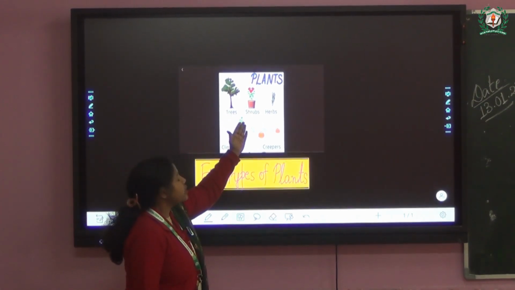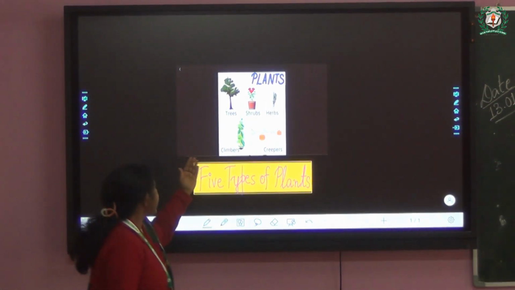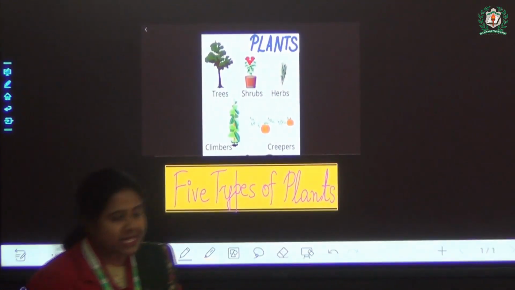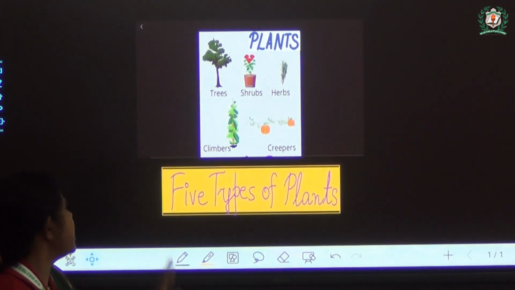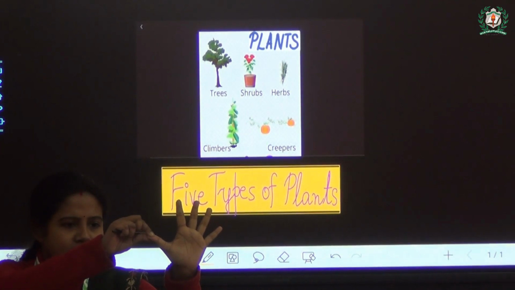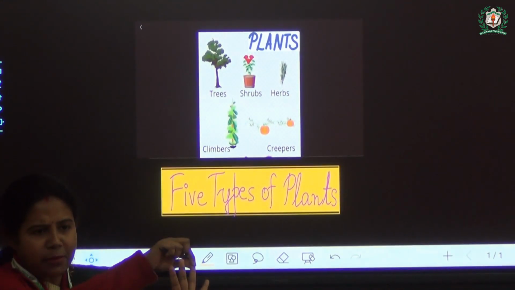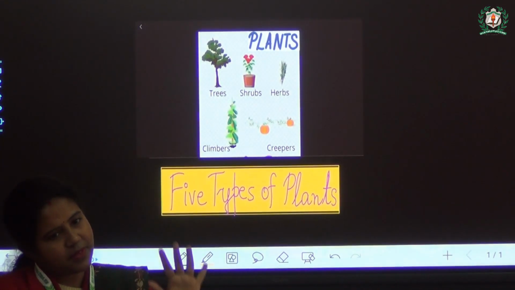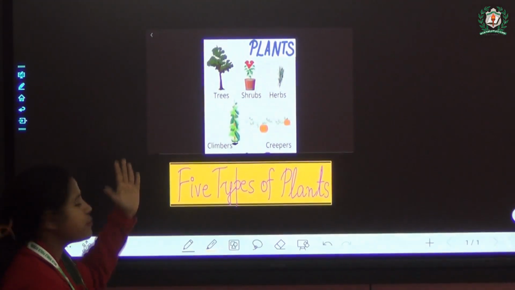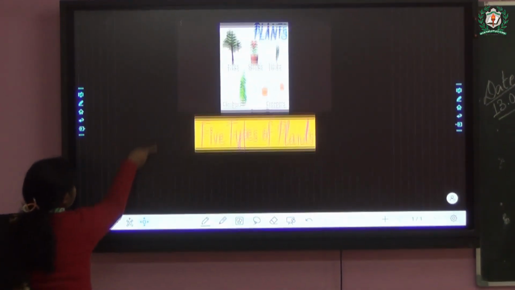Next we will be moving to shrubs. Next is herbs. The next is climbers. And the next one is creepers. So basically, according to your class, how many types of plants are we going to know about? 5. Say with me: trees, shrubs, herbs, climbers, creepers. So for now, we are going to learn about 5 basic types of plants. So first, what is there? Trees. So let's move to the trees first.